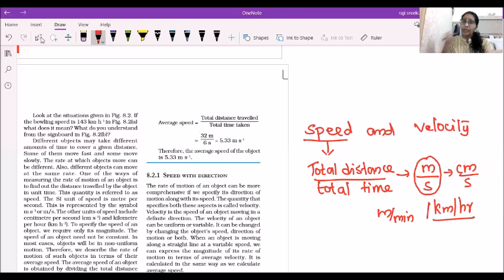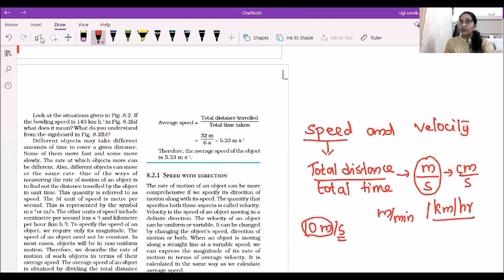Suppose I am telling that the speed of an object is 10 meter per second. What is the meaning of that statement? In 1 second, the object covers 10 meter. So it is the rate at which the object covers distance, how much distance it will cover in a certain interval of time. Here 10 meter per second means in 1 second it will cover 10 meter.